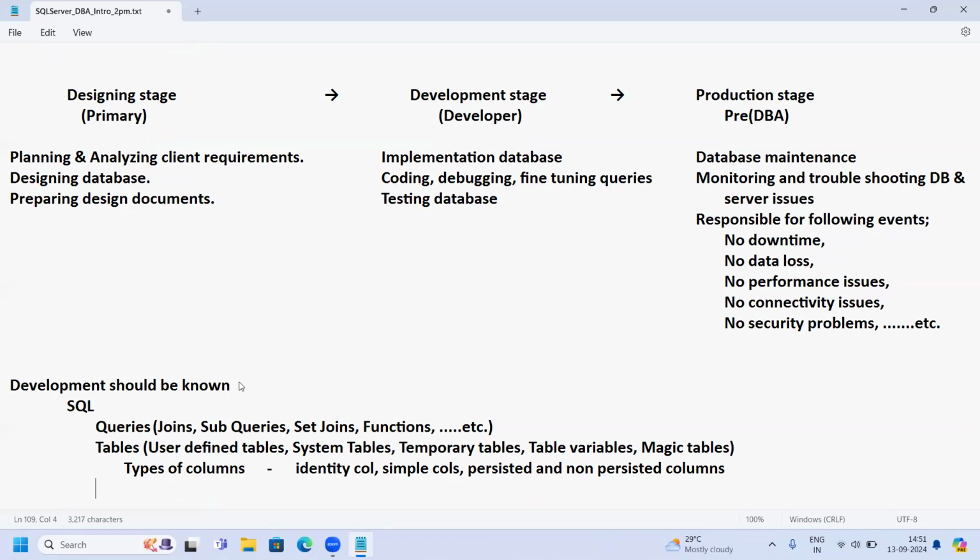Is it something that's a DBA? We should know all this. I'm talking about development level. You have an idea, it's an added advantage for you. If you don't have an idea, we don't come across this in DBA.